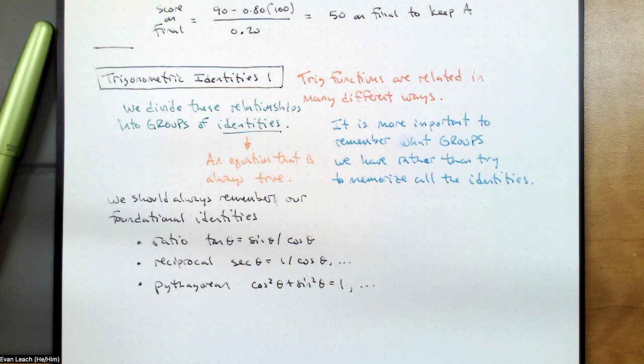In particular, secant is the one that we really care about most. And our 9 Pythagorean identities, all variations of cosine squared plus sine squared is equal to 1. These ones we should always have at the ready.